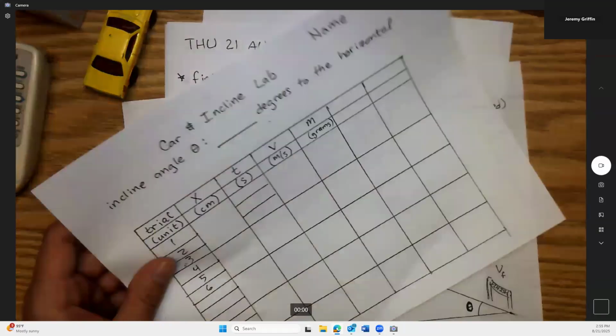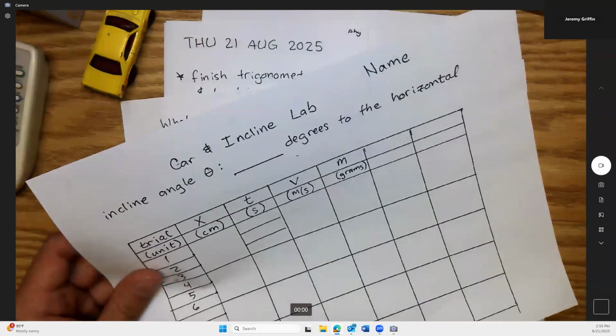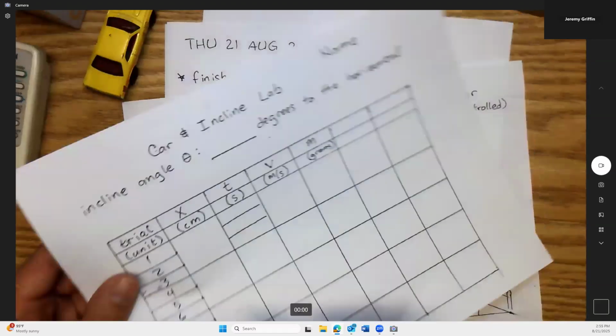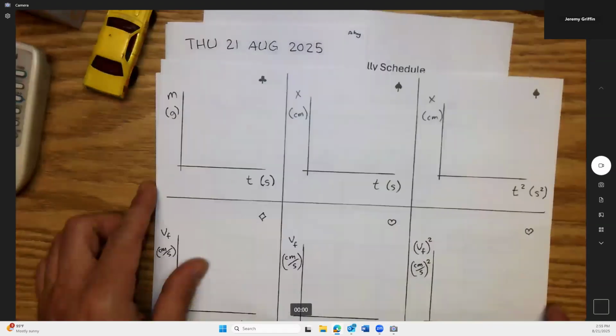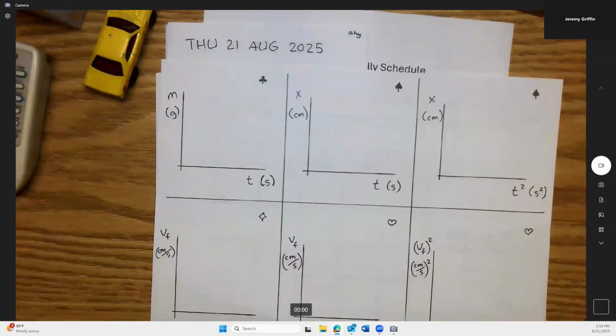Do you see a playing card taped to that bar stool in front of you? You see a playing card? Yeah. And it has a suit.